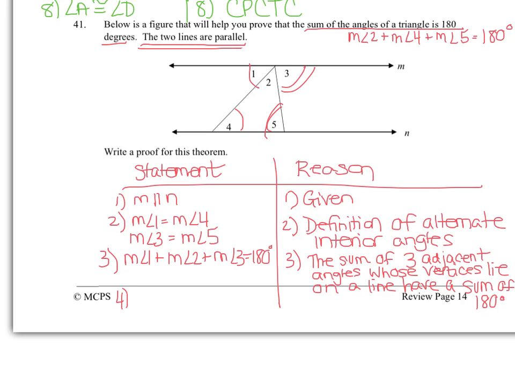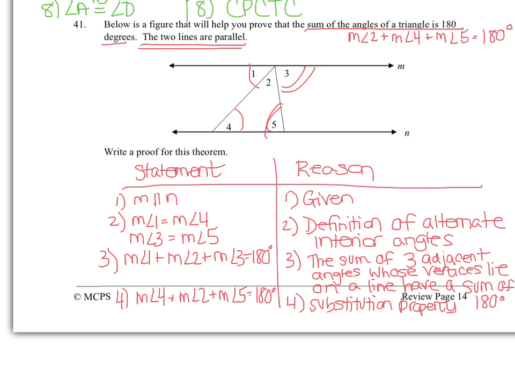So finally, if the measure of angle 1 equals the measure of angle 4, I can substitute in the measure of angle 4 for the measure of angle 1. I'm going to keep the measure of angle 2, and the measure of angle 3 I'm going to substitute in for the measure of angle 5, and that equals 180 degrees. So I'm just going to use the substitution property, and I basically have what I wanted to prove.